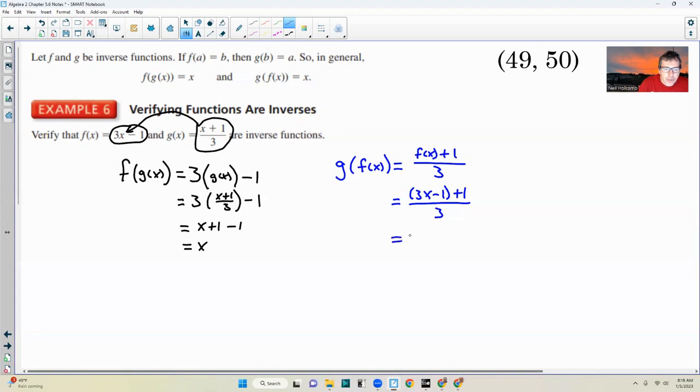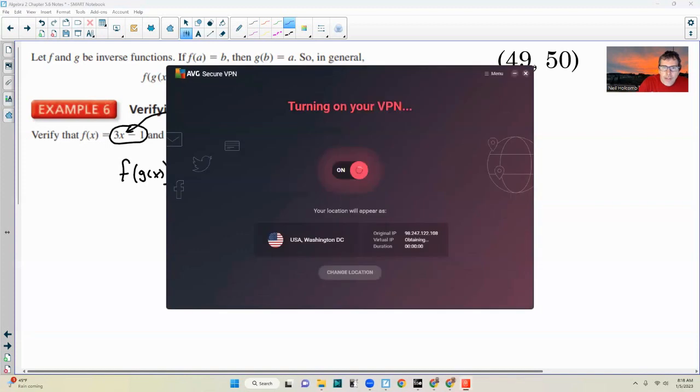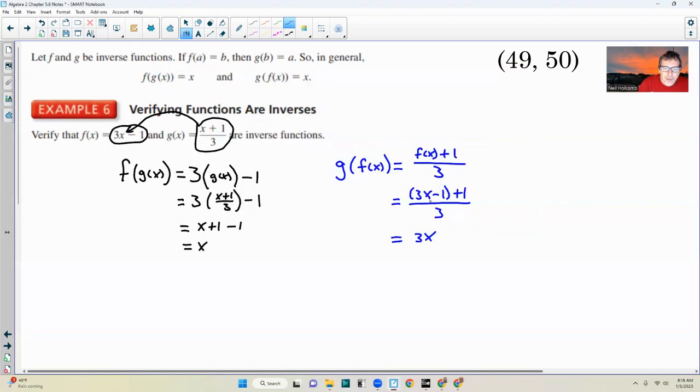Okay, so just ignoring those parentheses now, it's 3x minus 1 plus 1. Minus 1 plus 1 is 0. That leads to 3x. 3x divided by 3. Well, the 3's cancel, and I get x. So f of g of x equaled x. g of f of x equaled x. So that proves these two functions are inverse functions.